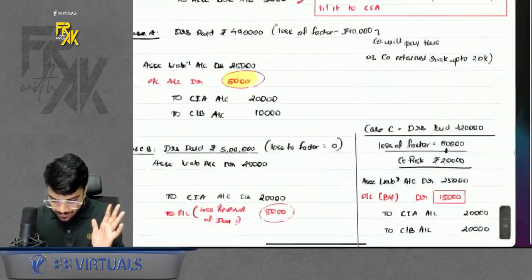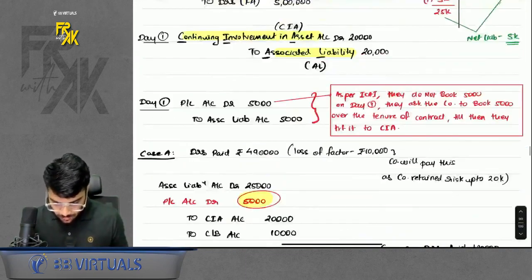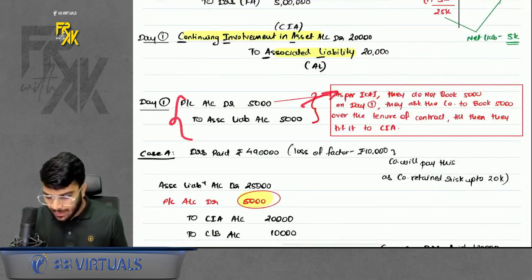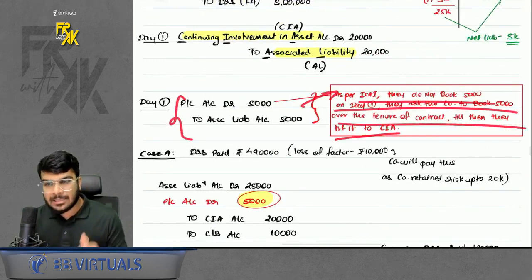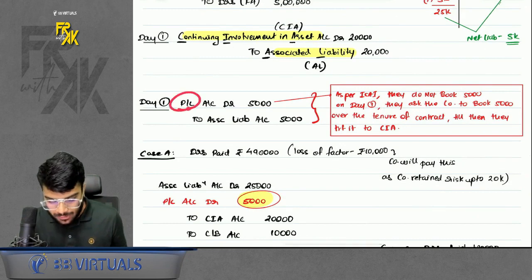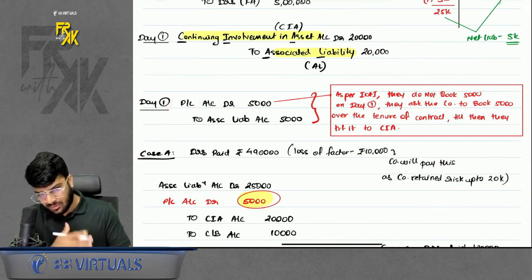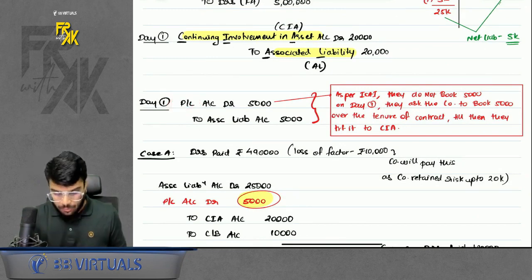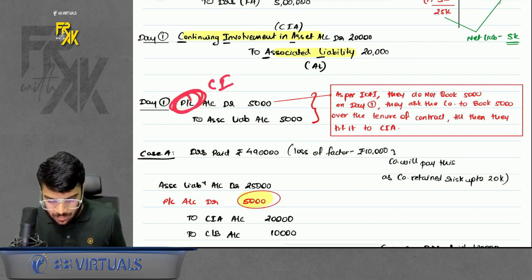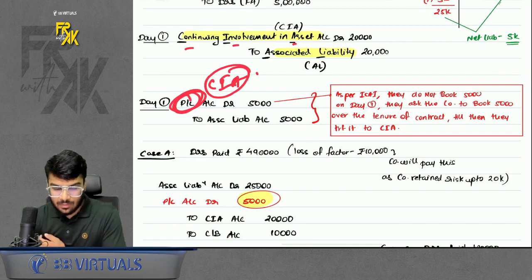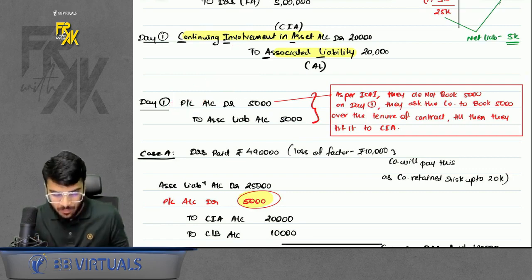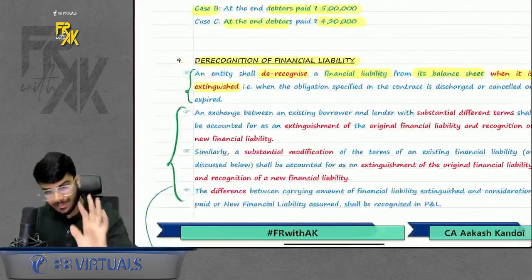Also, on day 1, I said P&L to associate liability. Remember I had given you a note: as per ICAI, they are not recording the full difference in profit and loss on day 1. They want to book this over the period, so they transfer this as well to continuing involvement in asset and liability. That is as per ICAI, but ideally it should be profit and loss. Anyway, in the exam do as per ICAI only.